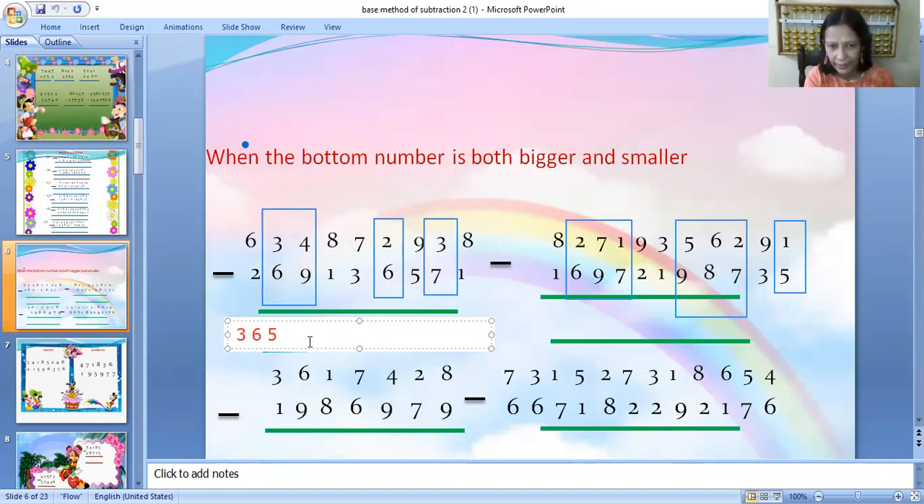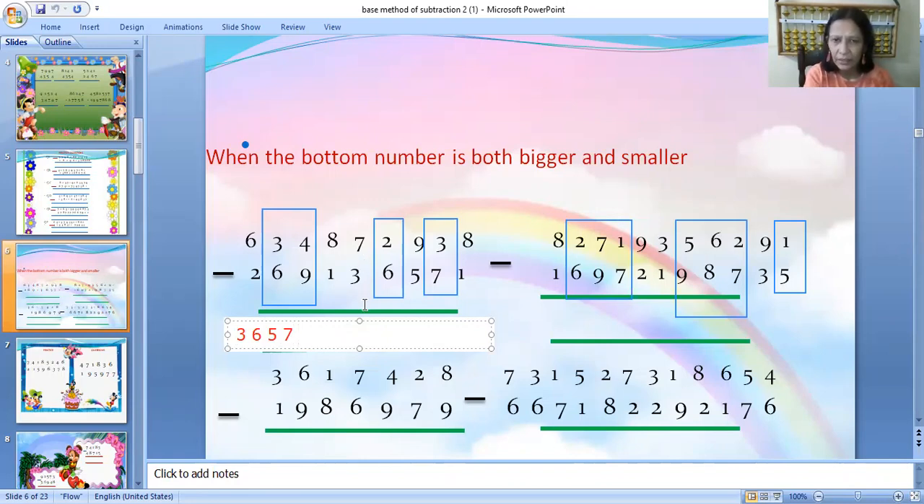8 minus 1 is 7. So will you write here 7? Yes, you will write here 7. Why will you write here 7 now? What is the reason? The reason is you check the next number. In the next pair, you can do the subtraction directly. So I have written here 7 and not 6. Okay. Now move to the next pair.